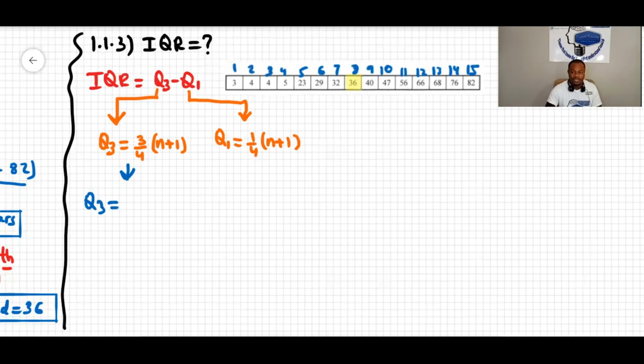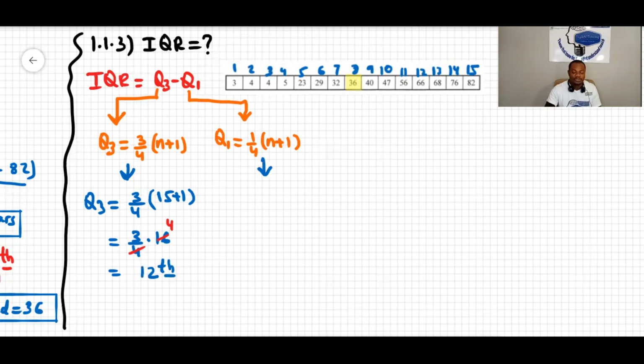I'll say Q3 is equal to 3 over 4, open brackets, n plus 1, so 15 plus 1. And then this is equal to 3 quarters times 16. Then we can work this out: 3 times 16 divided by 4 makes 12. So Q3 is the 12th position. It is not equal to 12, but it's the 12th position.